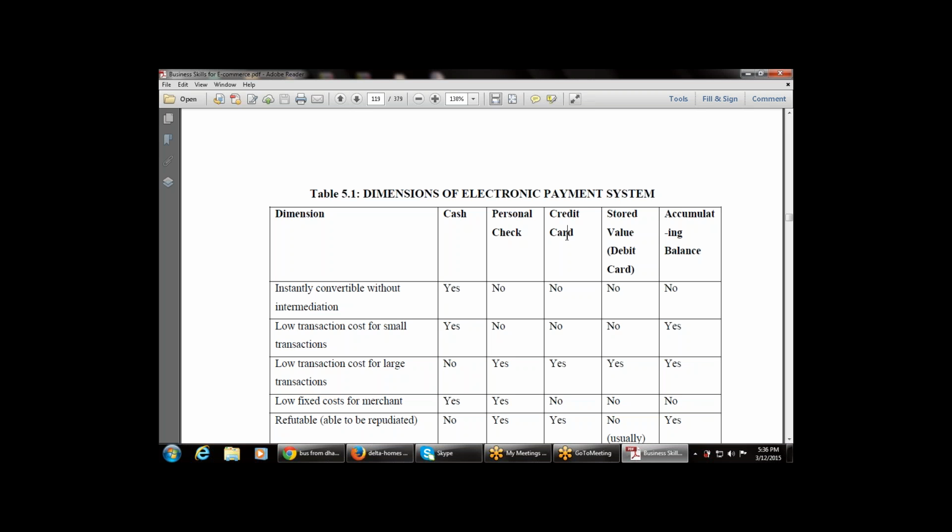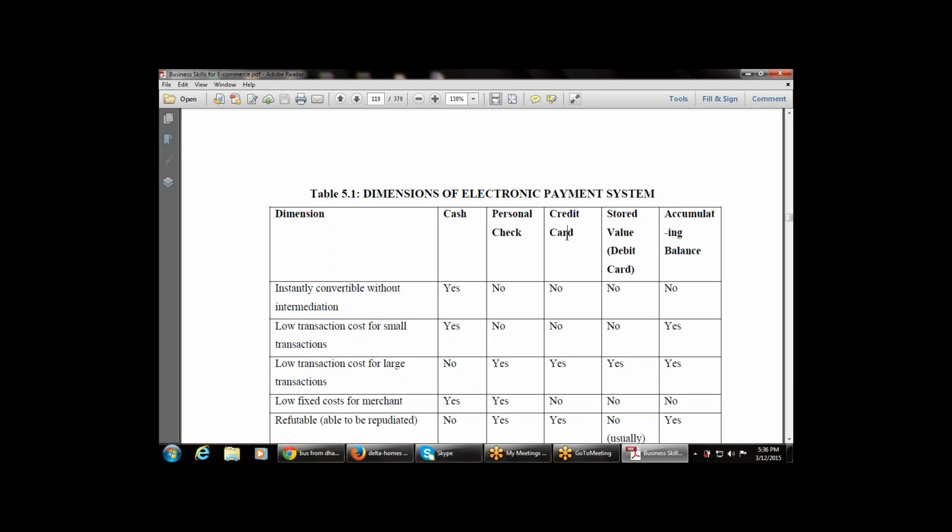Then low transaction cost for large transactions. So there is a low transaction cost for the large transaction, so cash is not the good payment. Why? Because there is a large transaction, a huge transaction. So in this case, the check is the valid option.